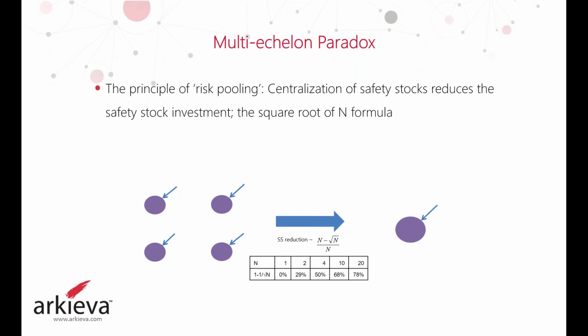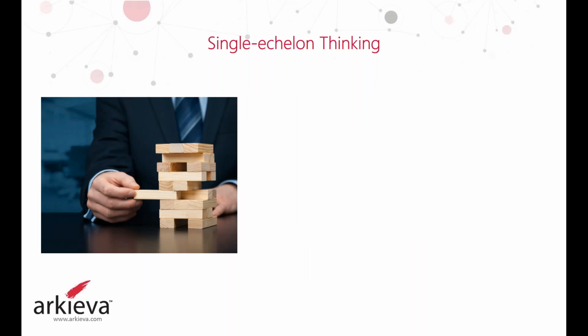So the single echelon principle of risk pooling, reduced to its simplest terms, simply says centralize as much as you can. And there is a formula, we call it the square root of n formula. So if you have only one warehouse, a central warehouse, compared to 2 warehouses, it will have 29% less inventory. Compared to 4 warehouses, it will have 50% less inventory, and so on. So it becomes very obvious, if your customers are willing to wait, the best thing to do is to just have one humongous warehouse.